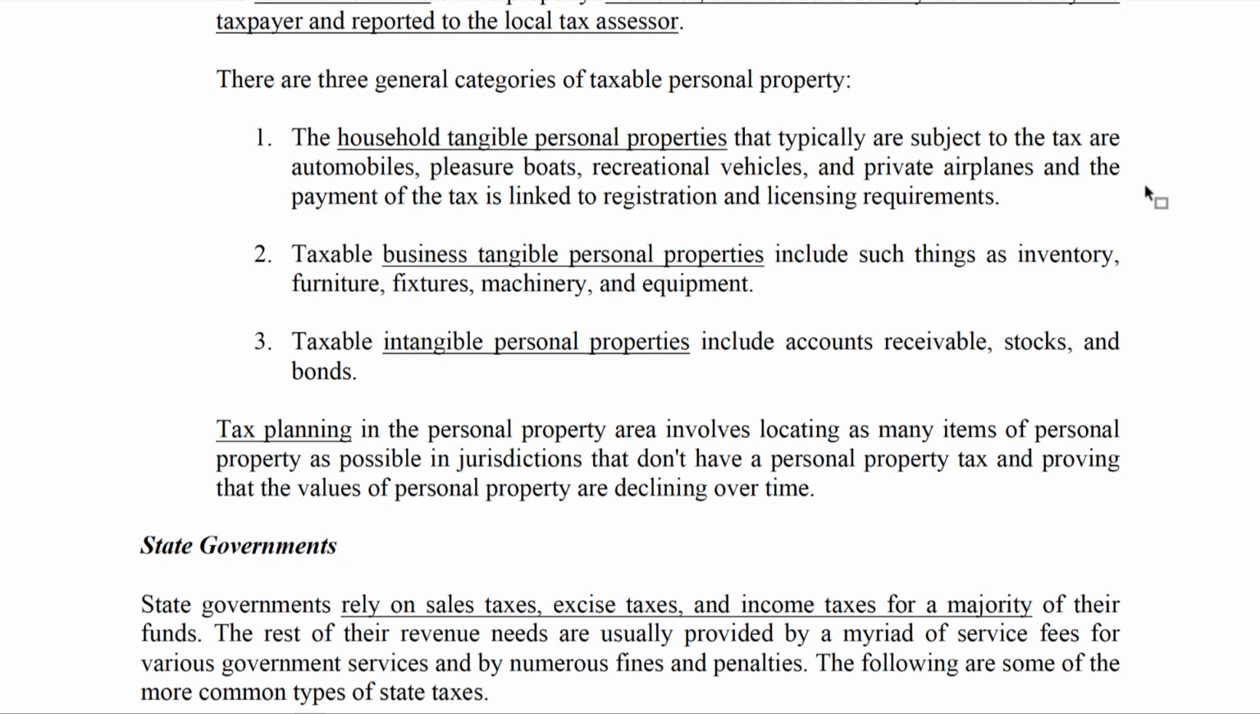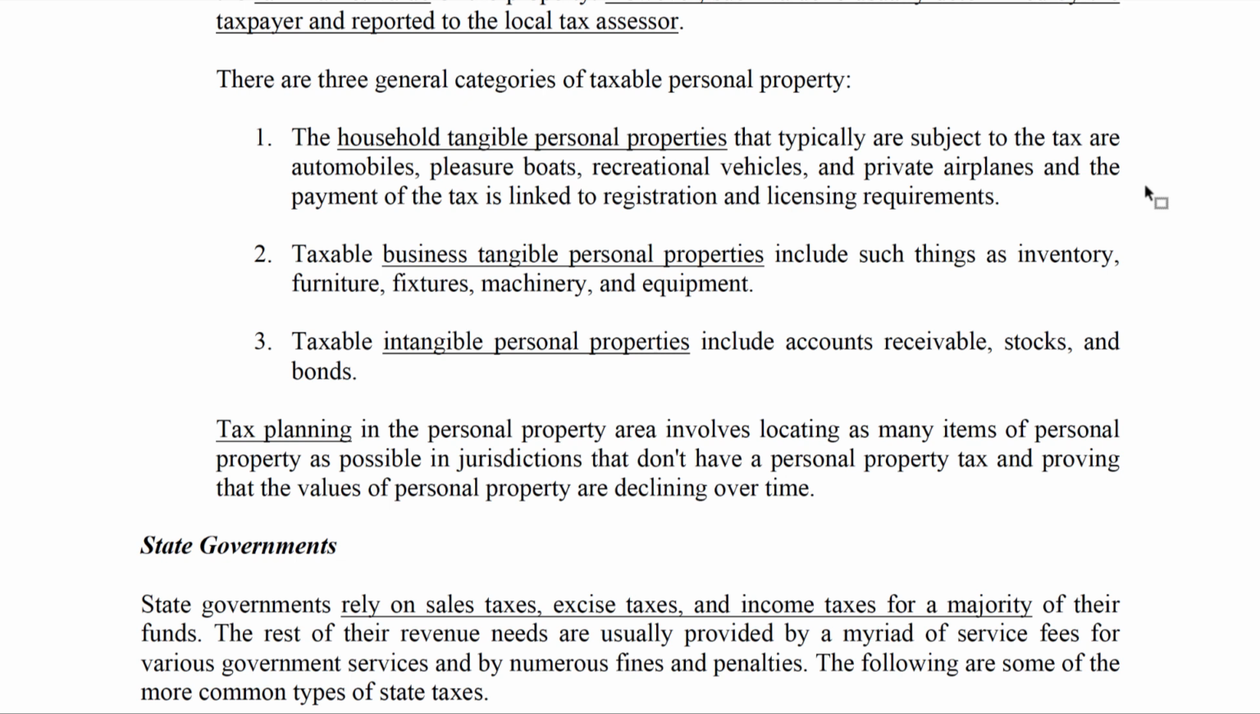The second category is business tangible personal properties, like inventory, furniture, fixtures, machinery, equipment. Those are all big elements. So if you have a business, of course, you have the real property tax on the building and the land, like a factory. But then if you have equipment inside, you might be subject to personal property tax on the machinery, equipment, inventory, all those different things.